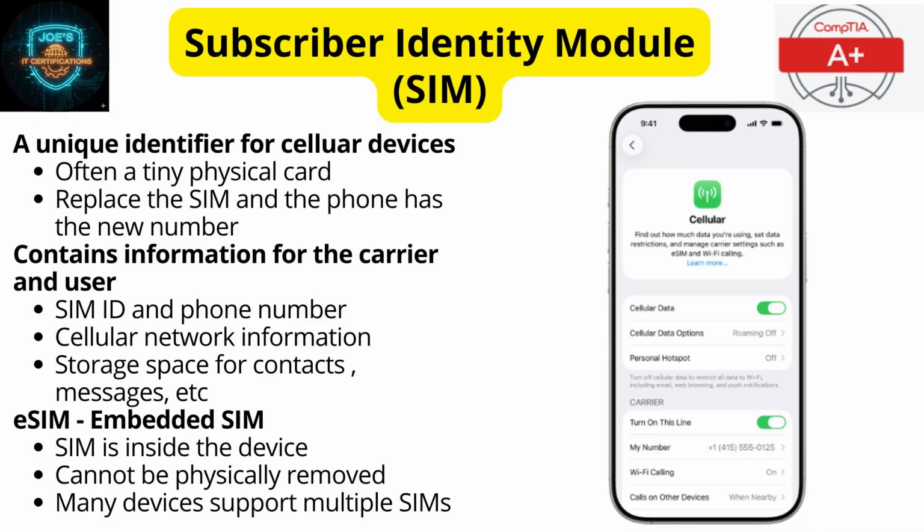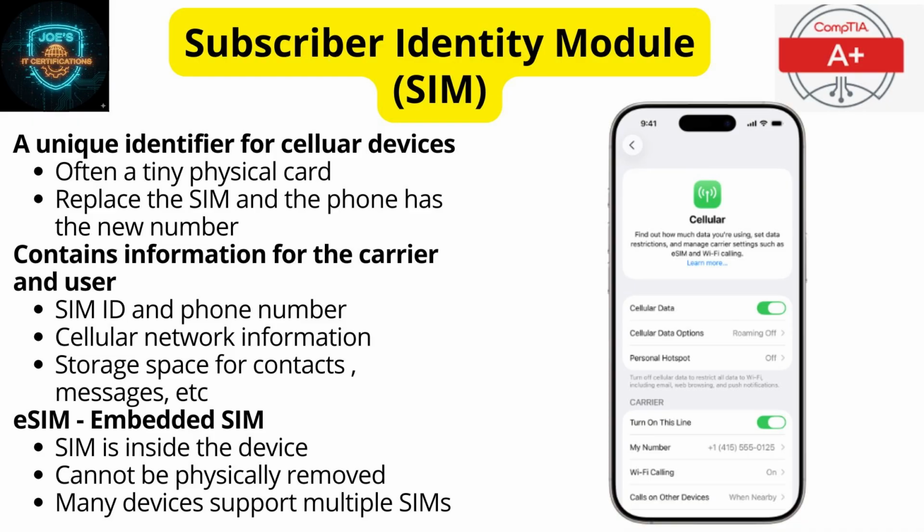That SIM contains information about the carrier that you're using and the subscriber, which is you, the user of the phone. It has a SIM ID and a phone number associated with it. It contains the information about that cellular network that you're connected to, and there's storage space on the SIM itself that allows you to store contacts and messages on the SIM. So when you move the SIM from one phone to another, you can also move those contacts and messages.